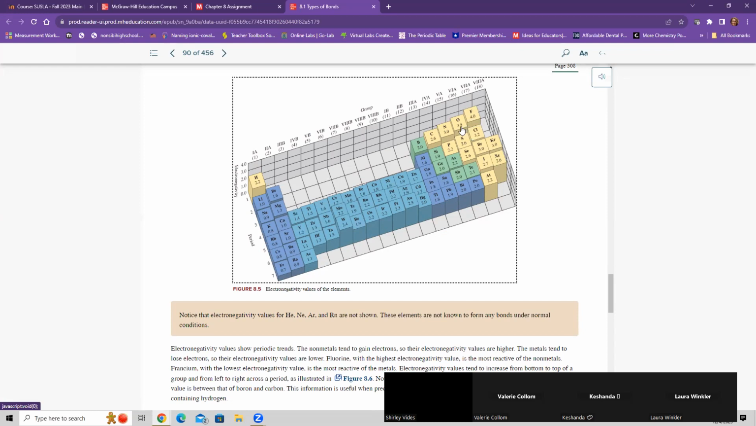So let's say oxygen and fluorine. The electronegativity 4 and 3.4 would be 0.6. And the higher it is, the more the electronegativity difference, right? And that's it. That's how you know which order to put them in. Make sense? Yeah.